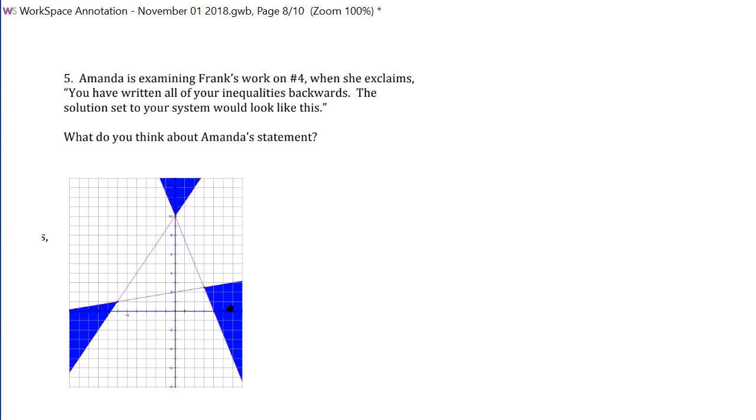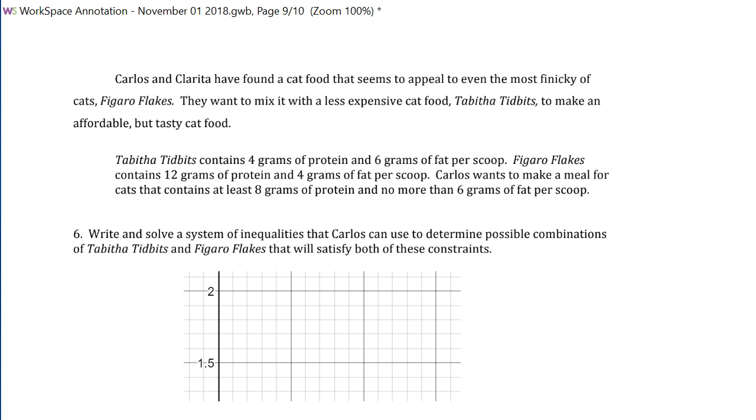Now, Amanda says that Frank switched the signs, and if you switch the signs, instead of being above A, it'd be below A. Instead of being below B, it'd be above B, etc. And they're saying this is what it would look like, but this is not true, because these regions do not overlap. And in order for an inequality to work, it's got to be a member of all of the desired regions. So Amanda is not accurate with that statement.